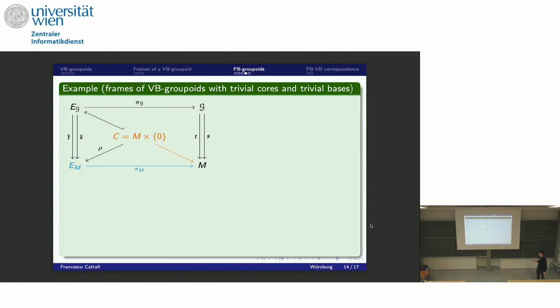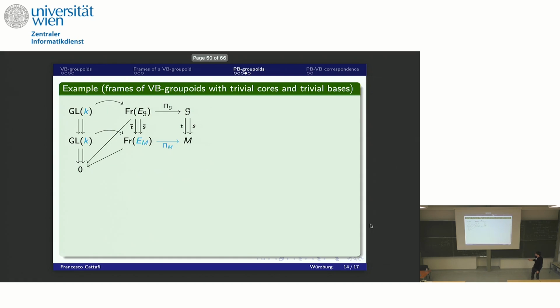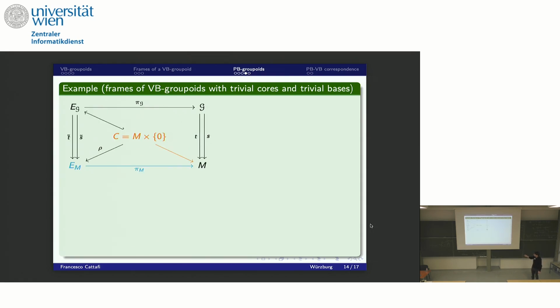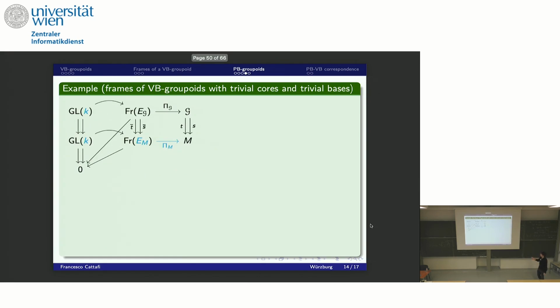But here, if I take the frame of the core, I have a vector bundle of rank 0, so the frame is nothing, because it is a linear isomorphism with a vector space of rank 0. It means that I completely cancel one part of the structure, and the condition of being adapted is automatic. So if I take the frame of EG, where EG is this object here, then the condition of adapted is always satisfied, and I get the entire frame bundle of E, which is a principal bundle over G, with the standard Lie group GLK.